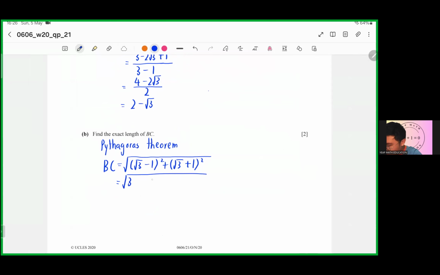3 plus 1, plus 1 minus 2 root 3, and then plus 3 plus 2 root 3, and then plus 1. So it equals, here we just cancel, 4 plus 4, we get root 8. So we can get the final answer is 2 root 2. Okay, we already finished this part.